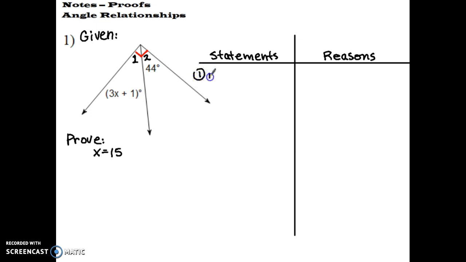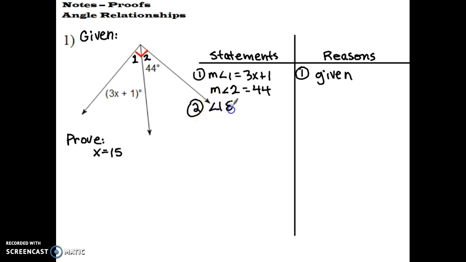I should also see that the measure of angle 1 is 3x plus 1, and the measure of angle 2 is 44. That is given in my diagram. I also said that angle 1 and angle 2 are complementary. That's given in my diagram.